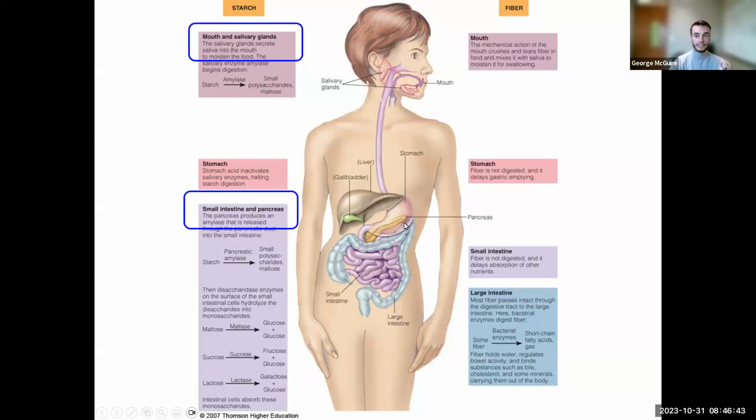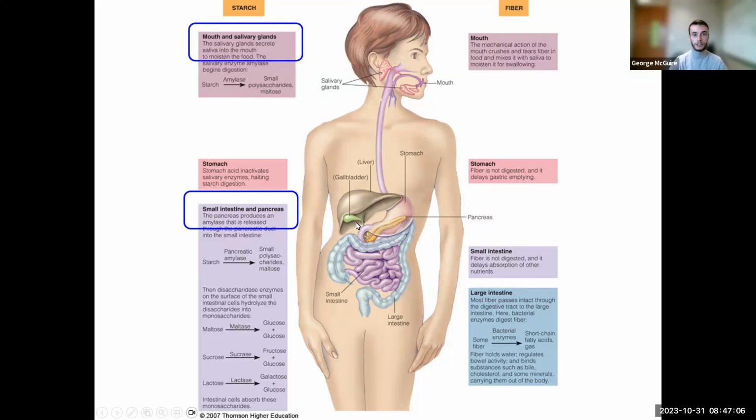So as that food makes it into the stomach, the hydrochloric acid in our stomach will deactivate any amylase that came from our saliva. So all digestion of carbohydrates stops in the stomach. And then once the chyme of all those different nutrients mixed with the hydrochloric acid in the stomach ends up making it into the small intestine, then chemical digestion of those carbohydrates will pick back up again.